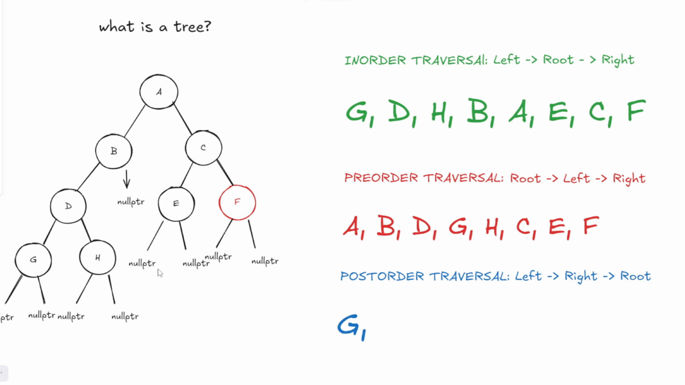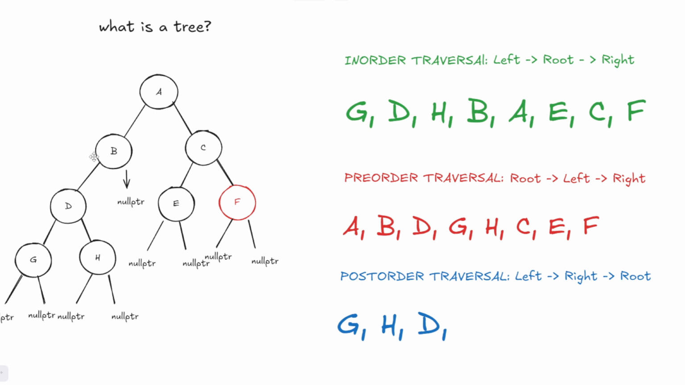we print that. Now we finished G, we go back to D, so we finish its left subtree. Now we have to finish its right subtree so we can reach itself. So its right subtree is H. It does not have a left subtree nor a right subtree, so we visit H. So now we finish the left subtree and right subtree of D. So now we can visit D.